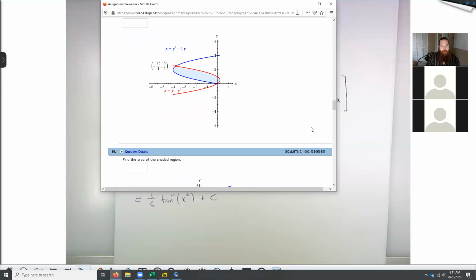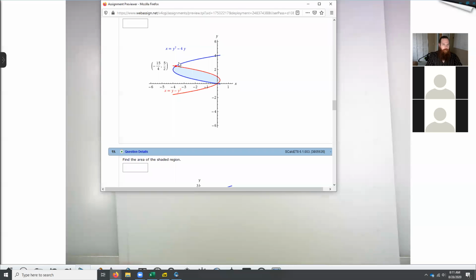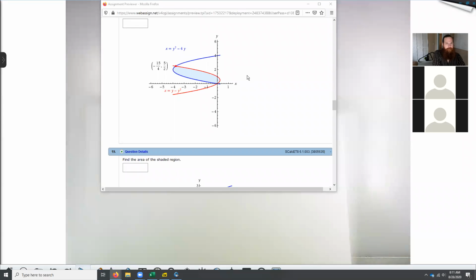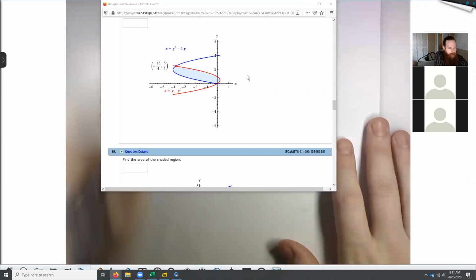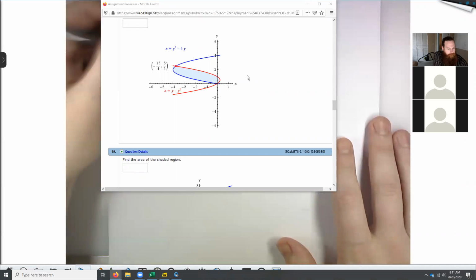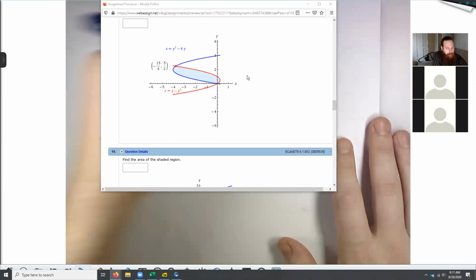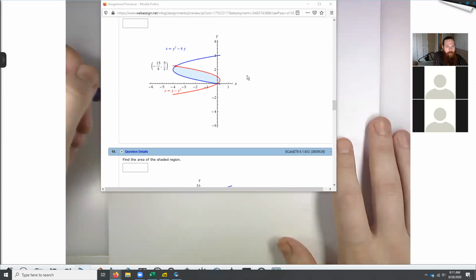Yeah, this is a good one. All right. So this is a 6.1 problem. It's an area between curves problem. I'll do my best to draw it well, though I am no artist.